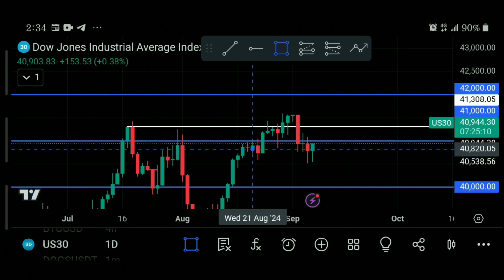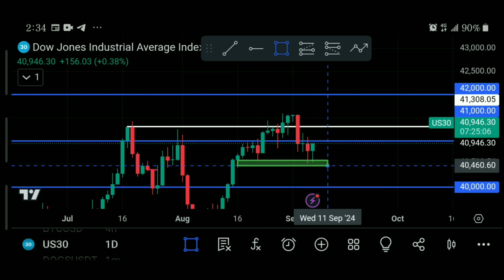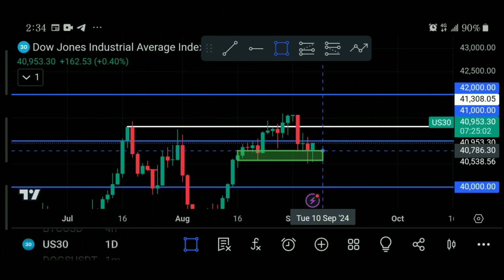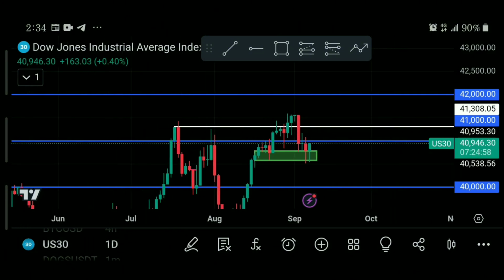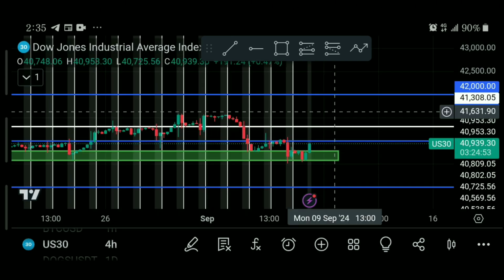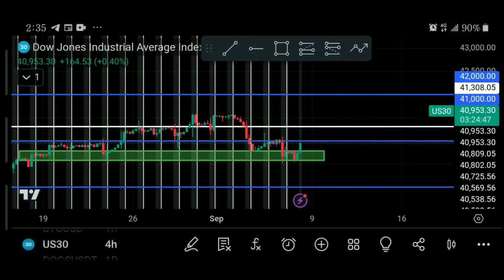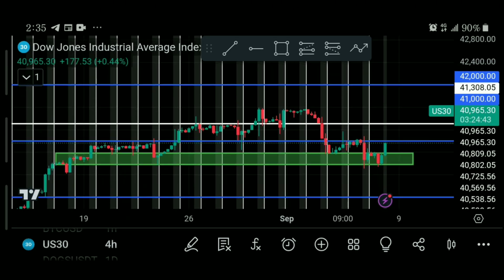Here is our nearest support here. So the market is within this area now. Let's go on to the 4-hour time frame. Okay, on the 4-hour time frame now, we are seeing a bullish move here. Now we've identified the direction of the market.